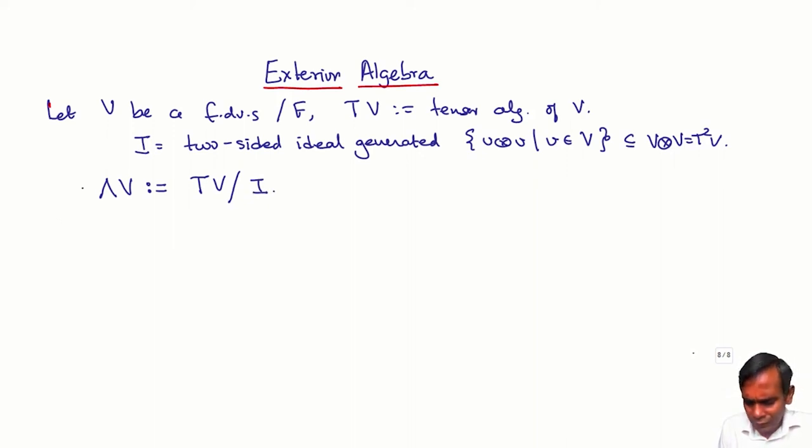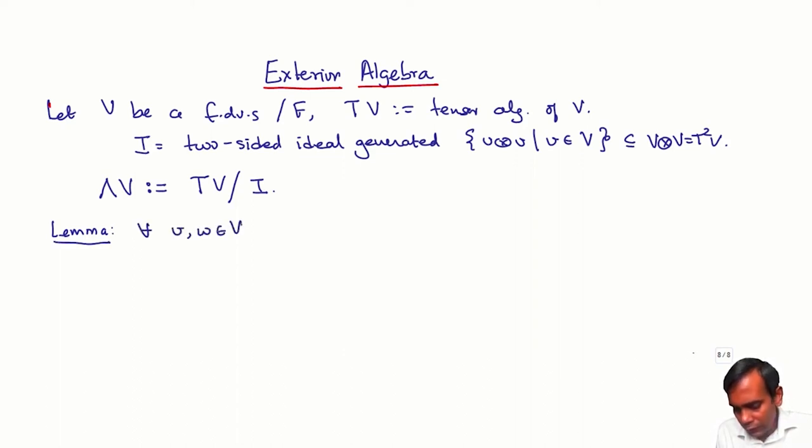Okay, now before we start studying wedge V, let's look at this ideal I a little more closely. The most fundamental fact about I is that it contains vectors of this form: for all v and w in V, the tensor v tensor w plus w tensor v belongs to I. This is very easy. It just follows from the fact that I is an additive abelian subgroup of TV.